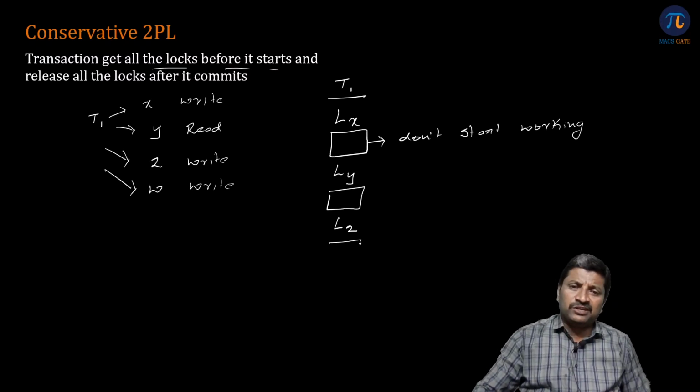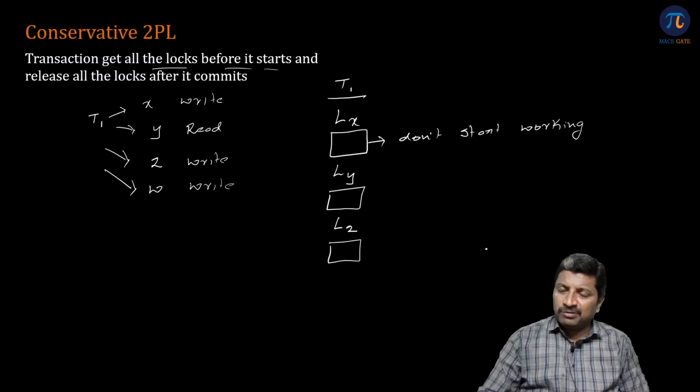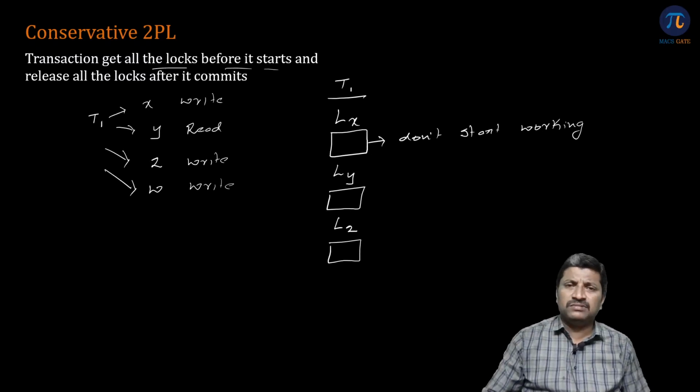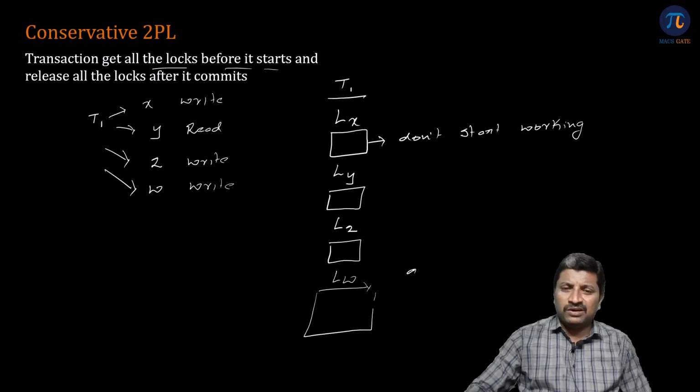I got three items, but one item is pending. Still I don't start. Suppose I am not getting the lock for W. I wait for some time. After my patience is lost, I will release everything and I will go back. Go back in the sense I will be rolled back. Okay. So till he gets all the locks, he doesn't start working; once you have got all locks, then start working.